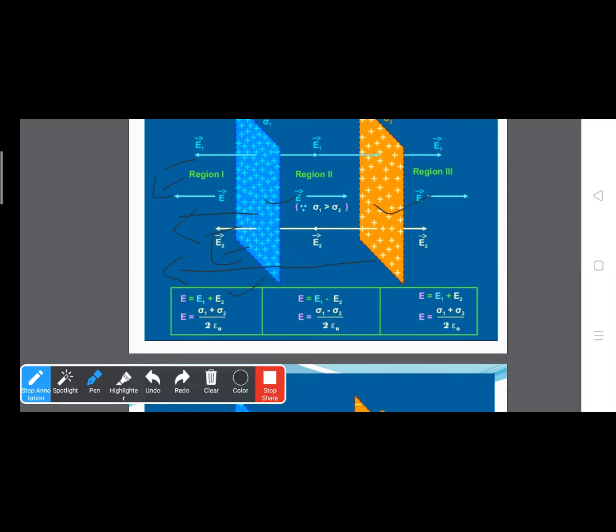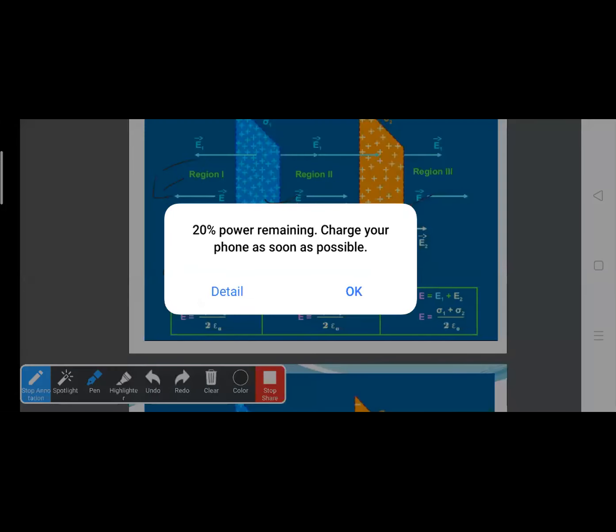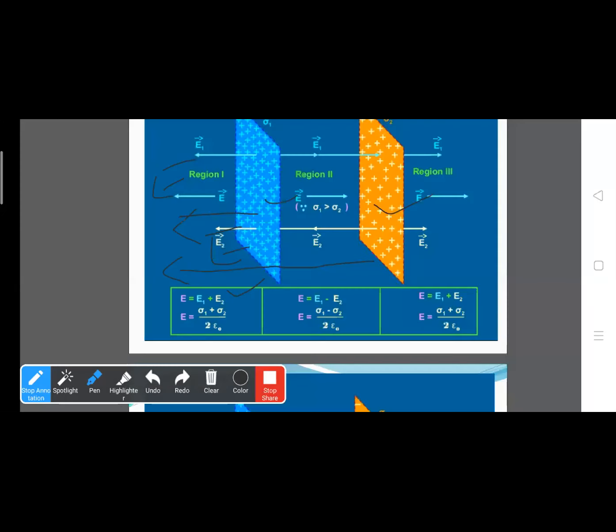We have already discussed in a previous lecture that the electric field due to a thin sheet is given by sigma upon 2 epsilon naught. So sigma 1 upon 2 epsilon naught is the electric field E1 of the first plate, and sigma 2 upon 2 epsilon naught is the electric field of the second plate. Clear? So on adding these two, we found that E equals sigma 1 plus sigma 2 upon 2 epsilon naught. This is the electric field at point A.